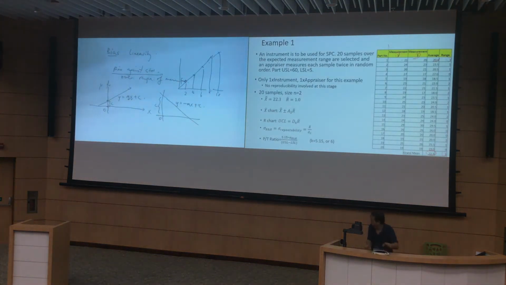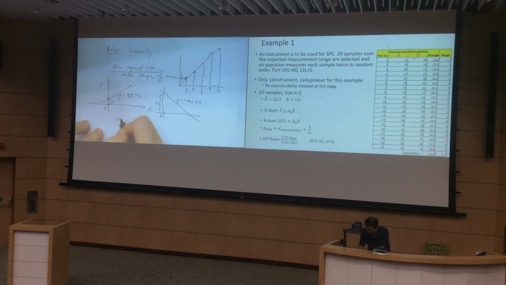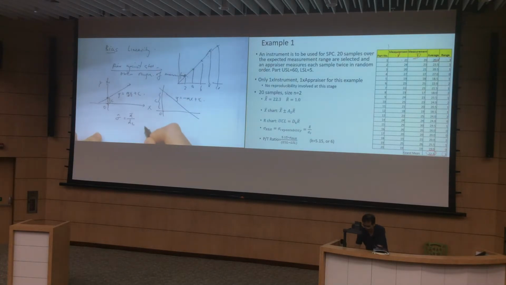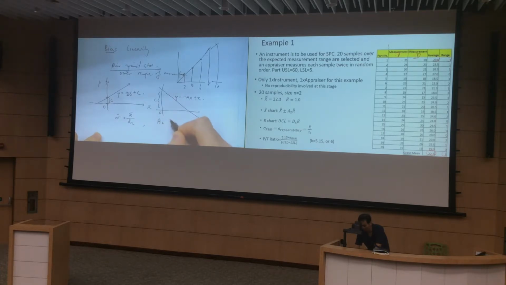And remember, what is the D2 used for? Remember that our estimator is equal to R bar over D2. And then for our X bar R chart, we need A2 for the X bar, and then we need D3 and D4 for the R chart. Remember the upper control limit, lower control limit, that kind of stuff there. So we have this thing here.